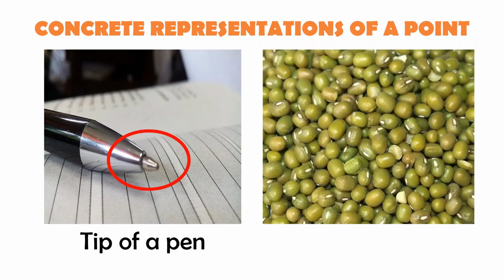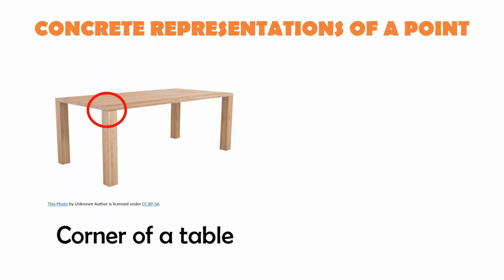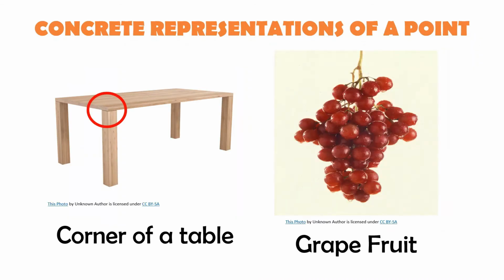These are concrete representations of a point. So we have a tip of a pen and mungo seeds. We may also include the corner of a table and a grapefruit.